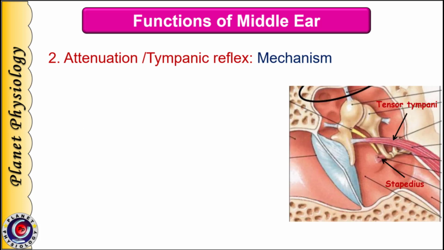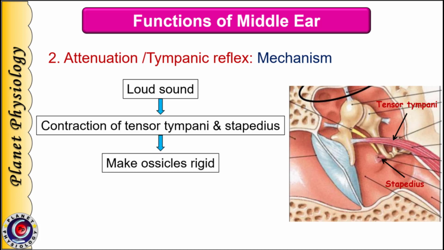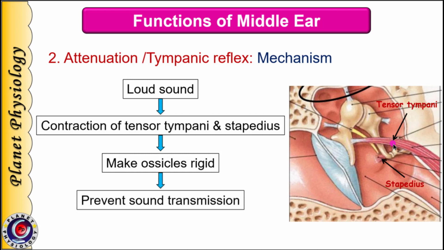Let us see how. In response to a sudden loud sound, the tensor tympani as well as the stapedius muscle contract simultaneously. Contraction of the tensor tympani pulls the tympanic membrane medially and contraction of the stapedius pulls the oval window laterally. As a result, the ossicular system becomes rigid and decreases transmission of sound waves to the cochlea. Thus, the cochlea is protected from loud damaging sounds.